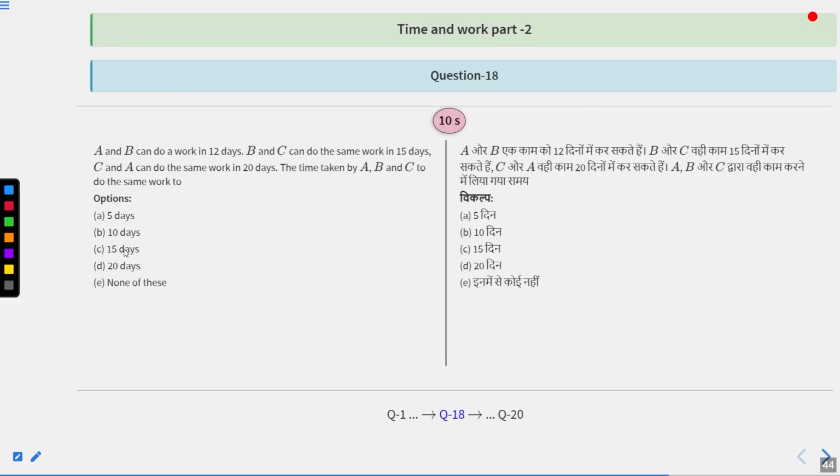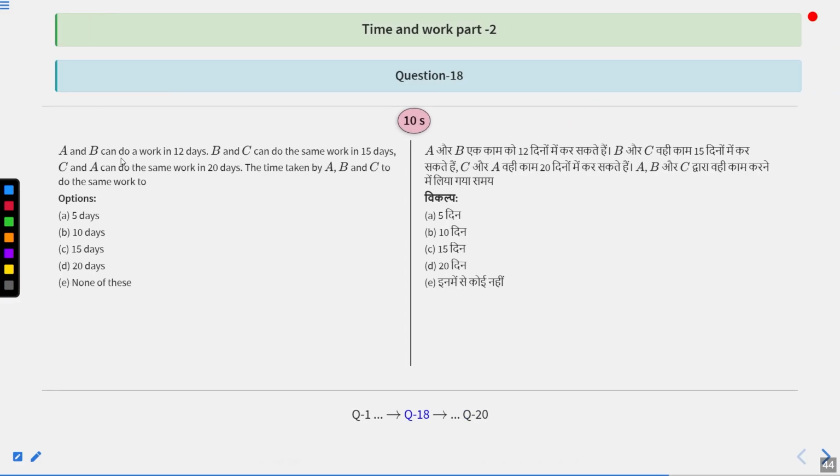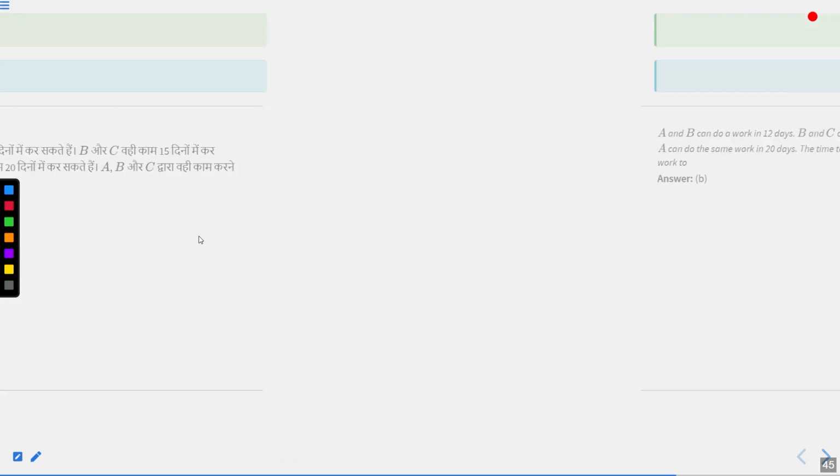Clear? Next. A and B can do a work in 12 days. B and C can do the same work in 15 days. C and A can do the same work in 20 days. The time taken by A, B and C together to do the same work is? You have 5 options and 10 seconds to analyze the question. Your time starts now. Time's up. Let's see the solution.